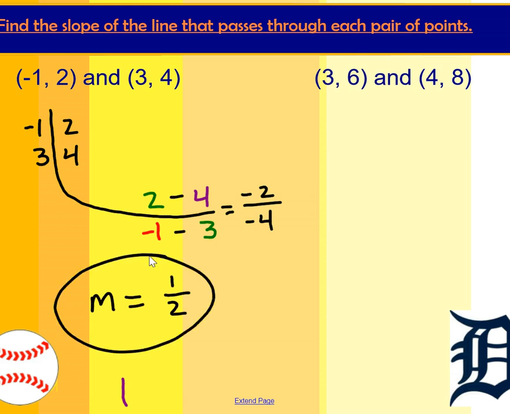The second method is to simply use your equation, and to do that, all you have to do is label your x1 and y1. So that's x1, that's y1, that's x2, that's y2.